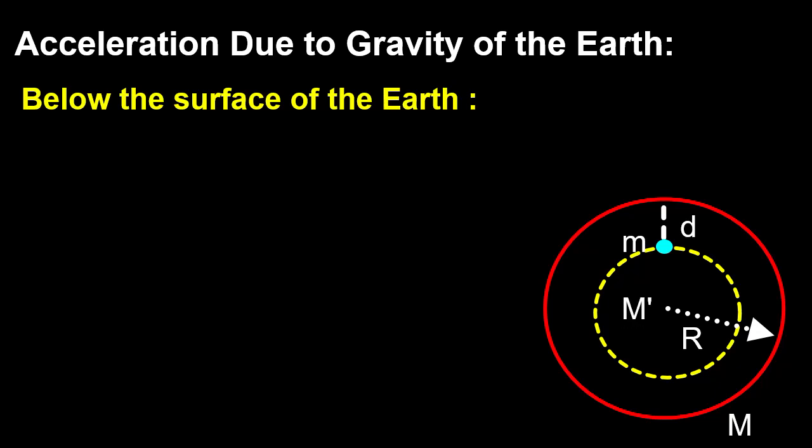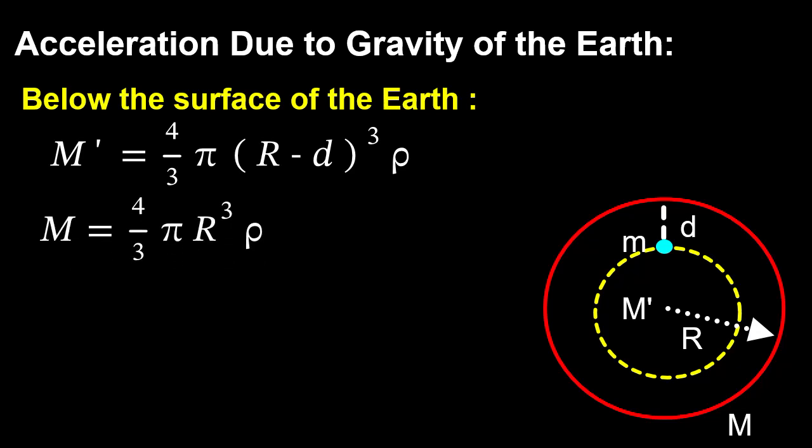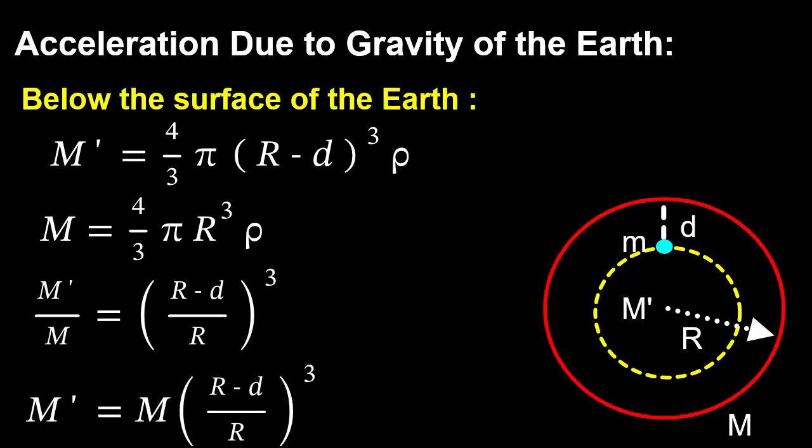Now, M dash equals 4/3 pi (R minus d) cube rho. Here, rho is the density of the Earth. Again, mass of Earth can also be represented as M equals 4/3 pi R cube rho. Therefore, M dash by M equals ((R minus d) by R) whole cube, or M dash equals M ((R minus d) by R) whole cube.